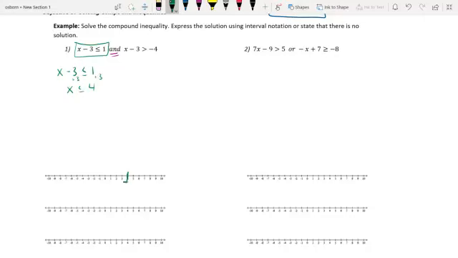So I'm going to put a bracket here, and it's going in this direction. Right, and this, I'll just write it down here, x is less than or equal to 4. Alright, now for the next one, I've got x minus 3 is greater than negative 4, so I add 3 to both sides, and I get x is greater than negative 1. So x is greater than negative 1 means I've got a parenthesis at that negative 1, and I'm going in this direction.